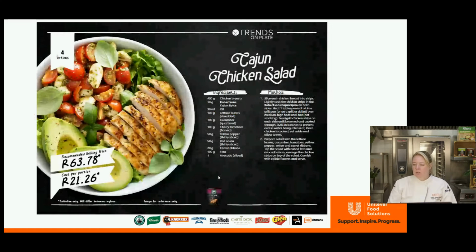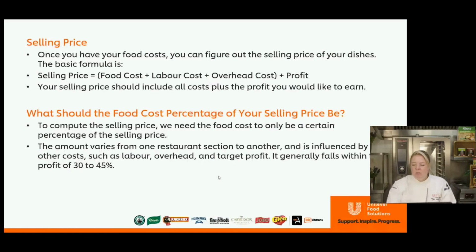So that's just a quick overview of the standard recipe template that I just explained. And then we will carry on with how to work out your selling price.